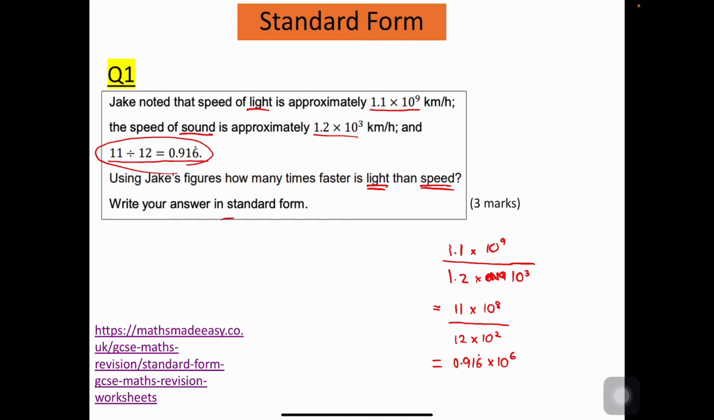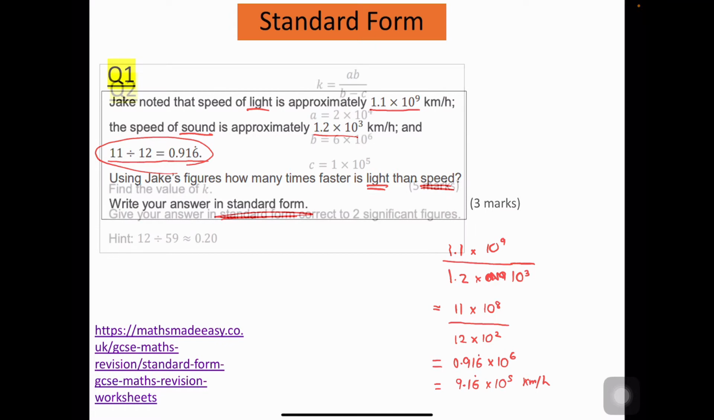It says write your answer in standard form, so now we need to write this value in standard form. We're going to multiply this decimal by 10, giving 9.16, and so we need to divide by 10. We need to do 10 to the 6 divided by 10, so these two values are equivalent. And so we have our value. Of course, the units are kilometers per hour.